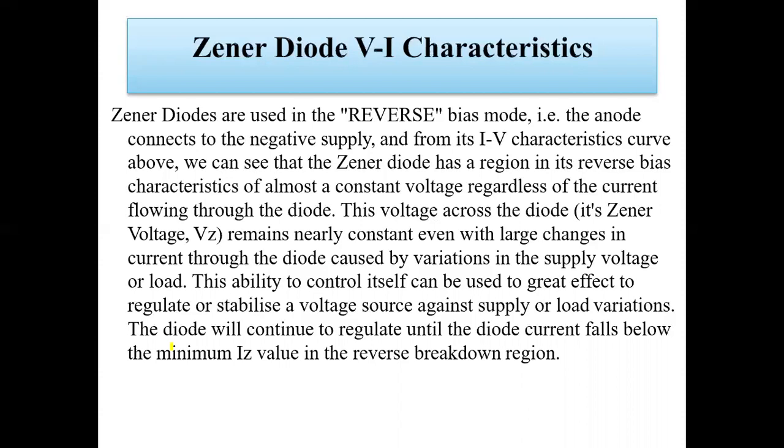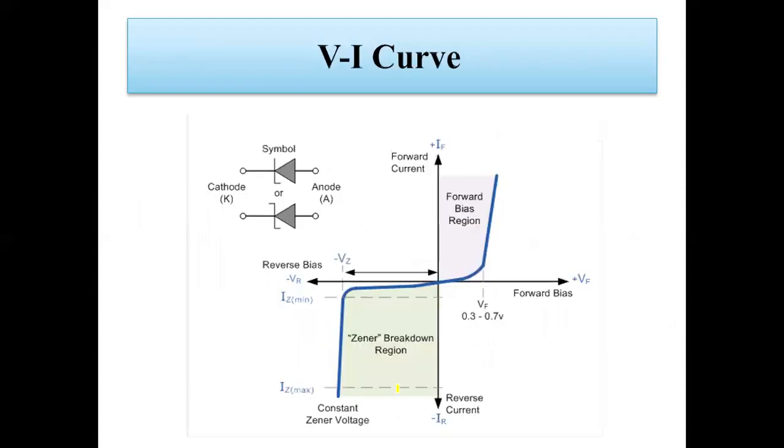The ability to control itself can be used to great effect to regulate or stabilize a voltage source against supply or load variation. The diode will continue to regulate until the diode current falls below the minimum IZ value, and that is in the reverse breakdown region. And this is the IV characteristics curve for a Zener diode.